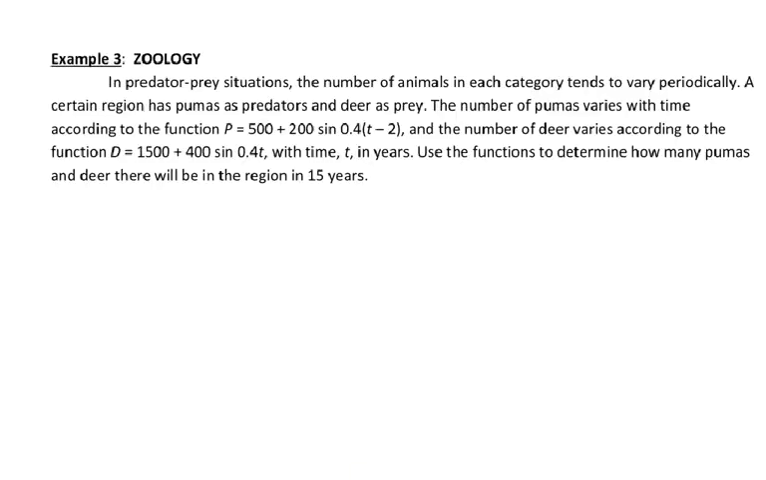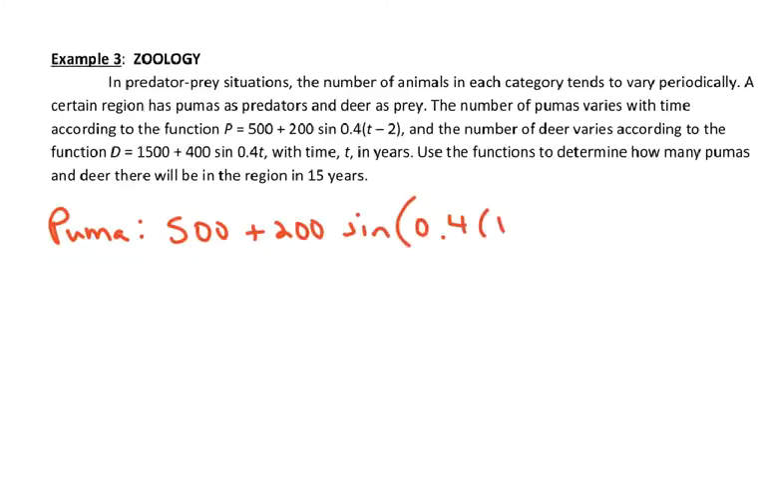This is a very simplistic problem because all you have to do is plug in 15 for t. So in the puma model, when you plug in 15 for t, and when you plug it in the calculator and you plug in sine, it gives you an open parentheses. I would do another parentheses for this. You're going to find out that the number of pumas is going to be about 323.